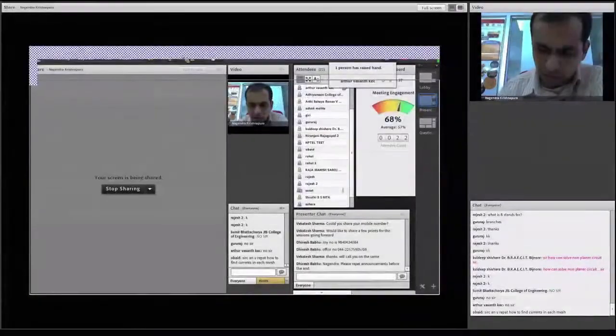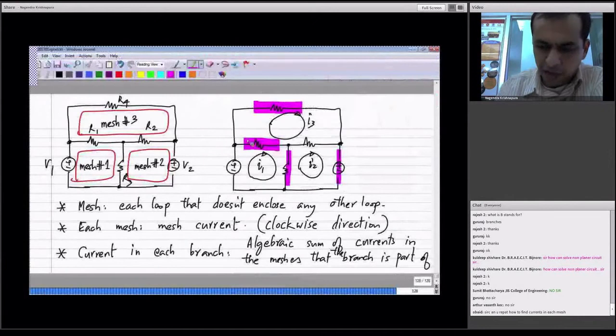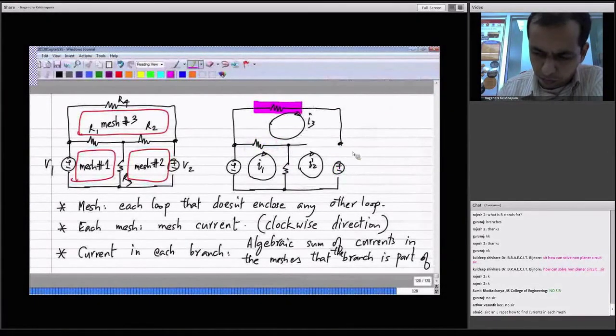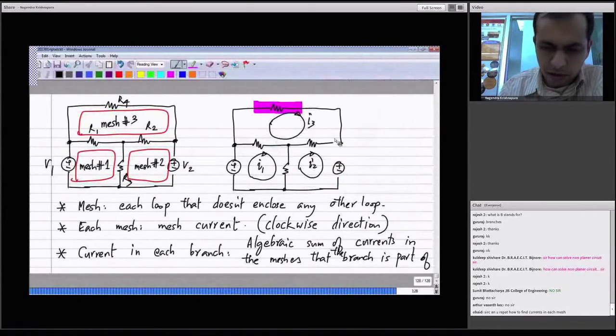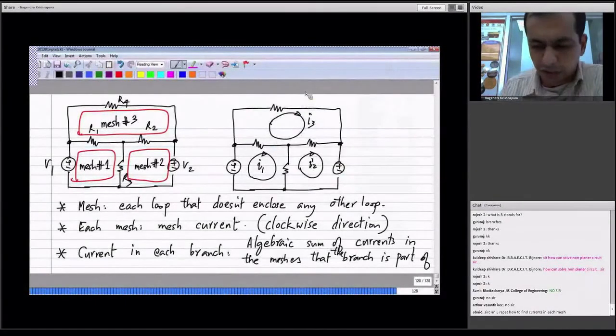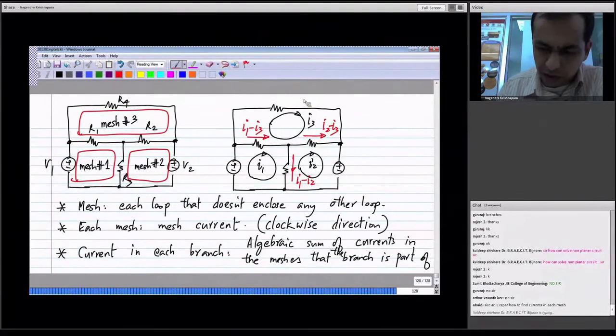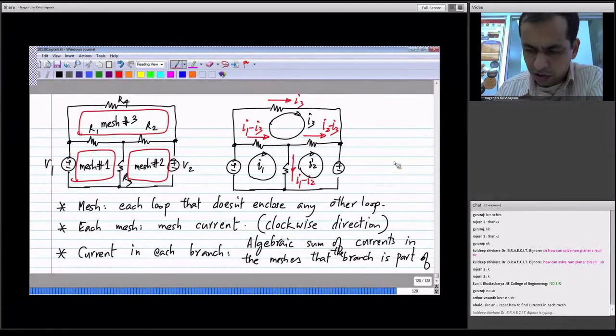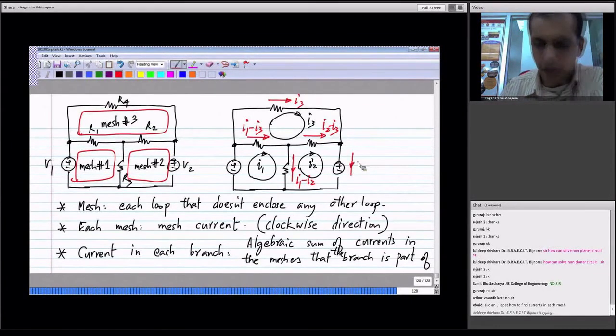Okay, so now the branch currents must be pretty clear also. Just so that it's very clear, I will write that current here is I1 minus I3, current here is I1 minus I2, current here is I2 minus I3, and current in this direction would be I3 alone. Okay, and here it is I2 and here it is I1.